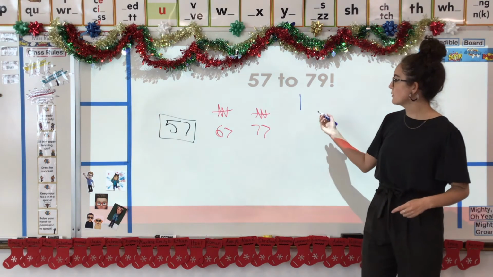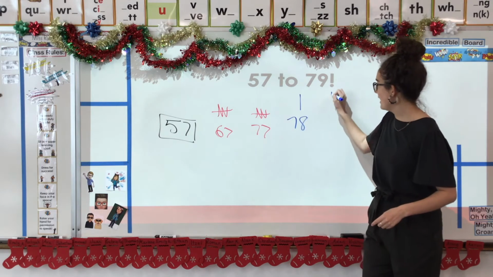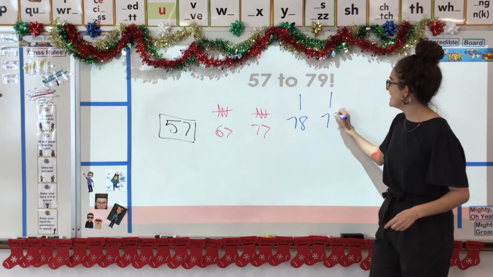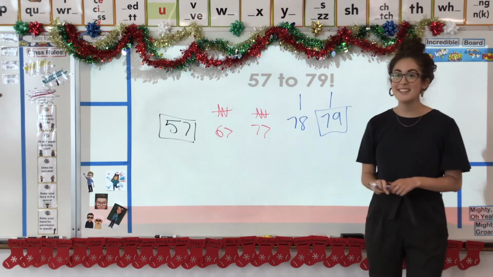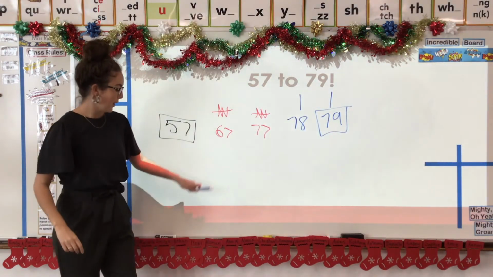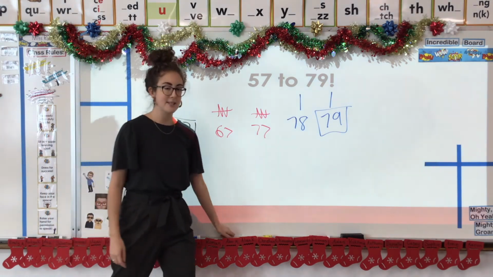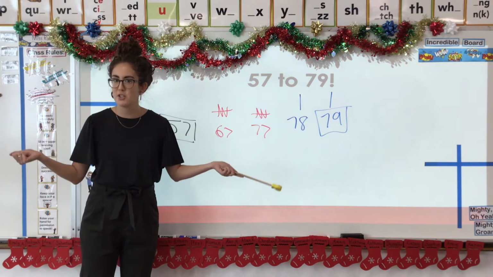So 77 would now be 78, and then 79. Good job. There we go. We got to our goal. So this time we started with tens and then changed to ones. Let's see if this way is just as quick.